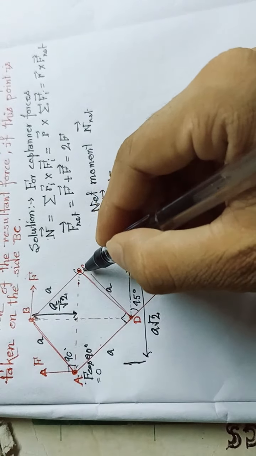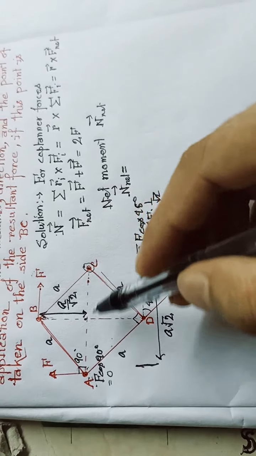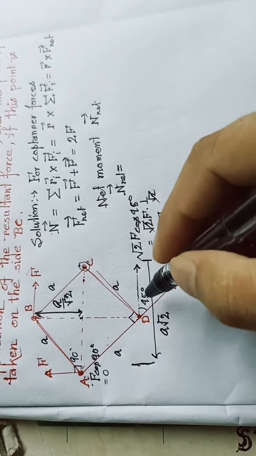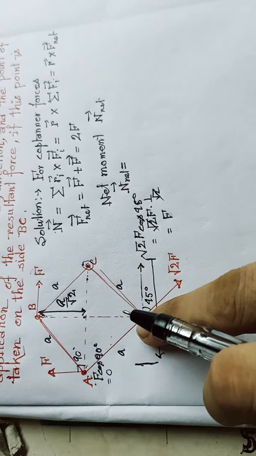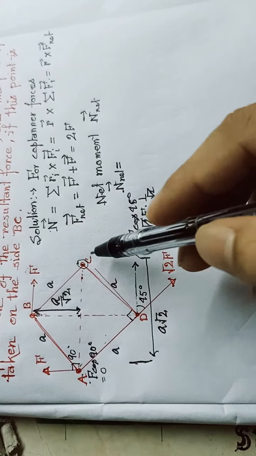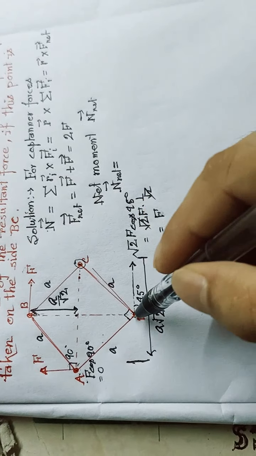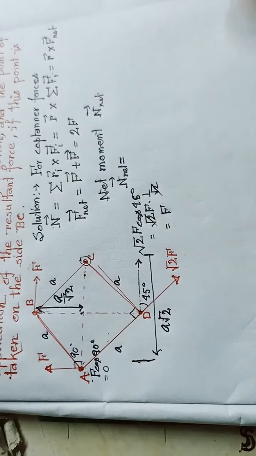If our point of application is such that we are taking moment about point C, the force which is acting on point D will tend to rotate the square plate in anti-clockwise direction. So if these two moments are positive, then the moment about the point C for the force which is acting on point D will be negative. So the first moment will be positive and the third moment will be negative.